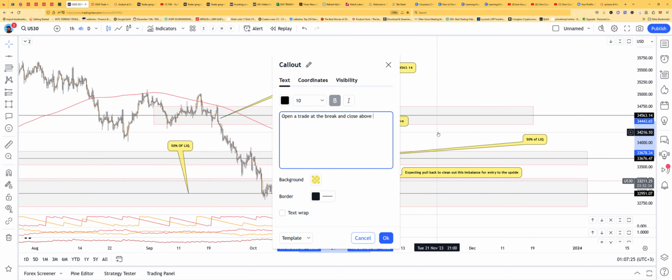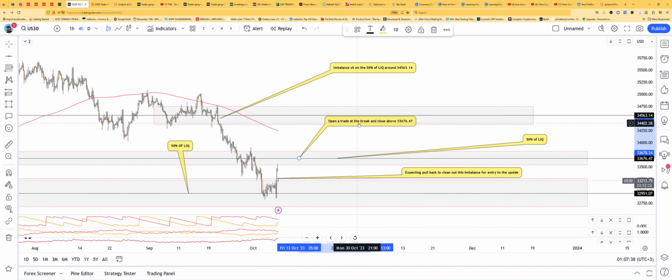Open a trade at the break and close above 33,676.47. Alright, so open a trade at the break and close above this number right here. If we get a break and close above this range right here, we're going to take it all the way to the zone, breaking the 200 moving average, expecting the candle to come walk this imbalance right here.